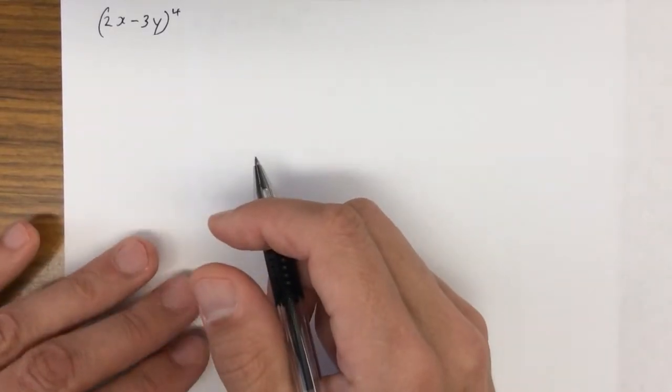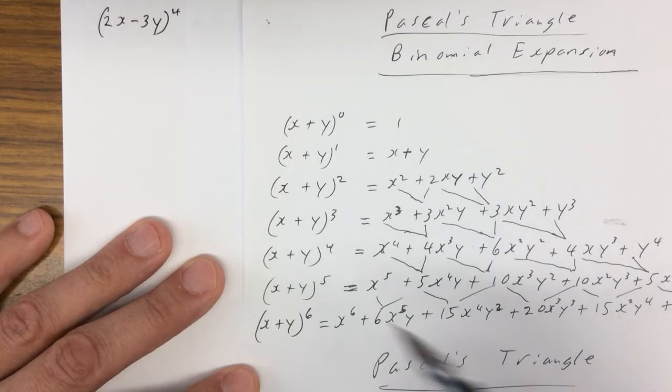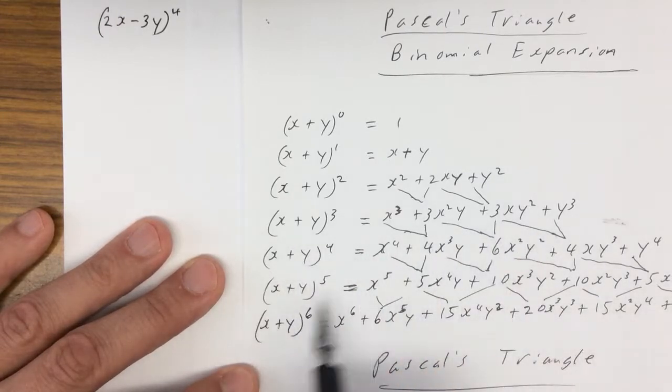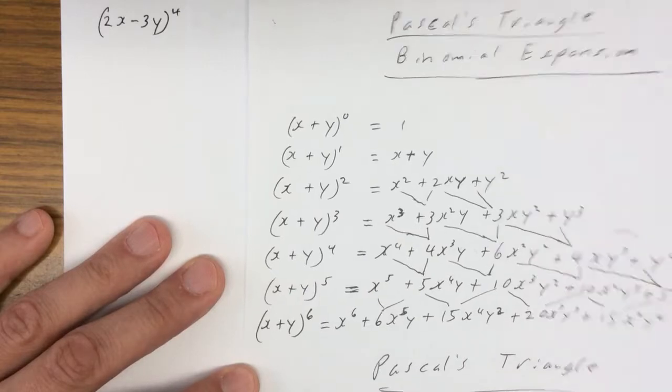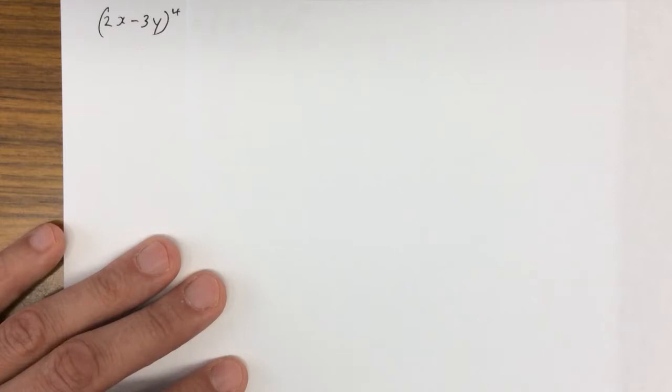Okay, so now we're going to do an example of this binomial expansion where it's not just x plus y to the power n, like these ones here. If it's x plus y to the power 3, you get this, and so on. It's going to be something different than x plus y. It's going to be, for this example, 2x minus 3y.